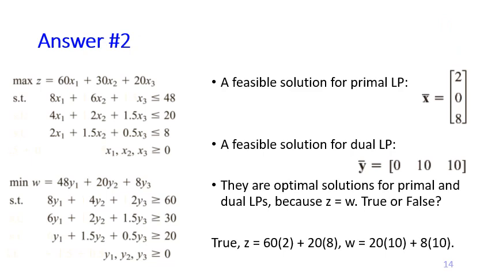The statement is true because if you compute the z value, it is the same as the w value. And according to the second lemma, if you have feasible solutions for the primal and dual that have the same objective function value, it means that they are the optimal solutions.